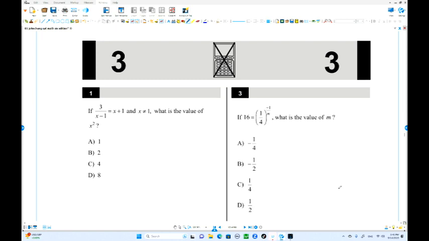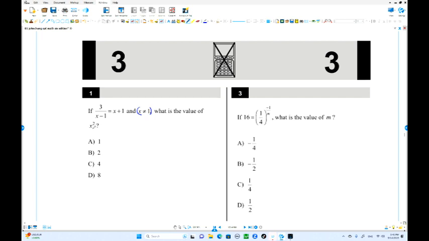That is test 8 in Dr. Chung's SAT book, section 3. This is number 1: 3 over x minus 1 equals x plus 1. X cannot be 1, we know that, right? If x is 1, that is undefined, it doesn't make any sense. So we don't have to say this one.